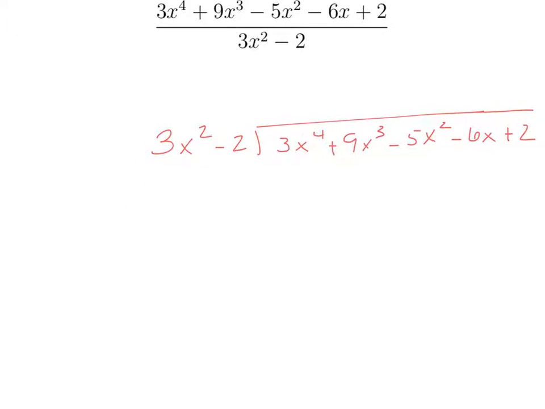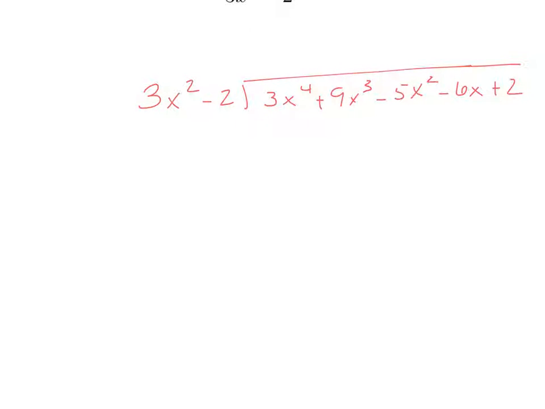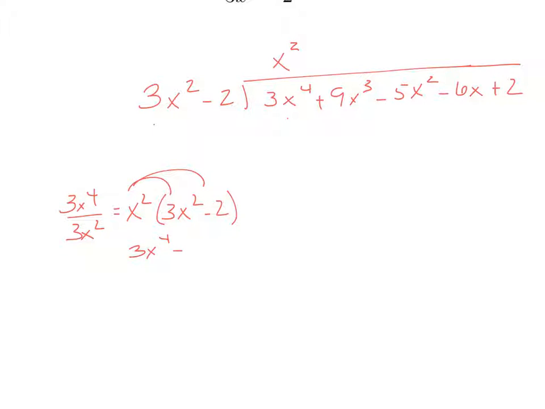Alright, so again, your three steps are to divide, multiply, and subtract. So I'm going to divide the first term by the first term. So 3x to the fourth divided by 3x squared. That ends up giving you x squared. That goes on the top because it's a part of your quotient. You divided, so now we're going to multiply by the outside. So we get 3x squared minus 2. So I'm going to multiply that in, and when I do that, I get 3x to the fourth minus 2x squared.